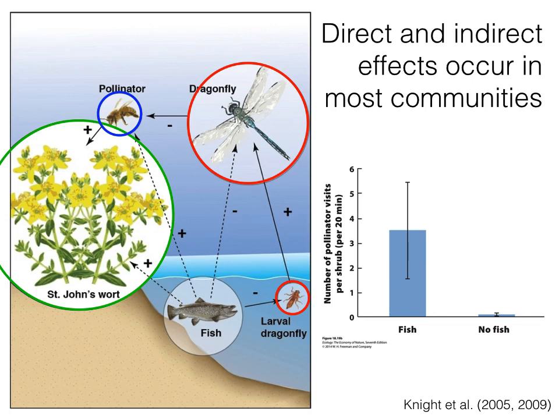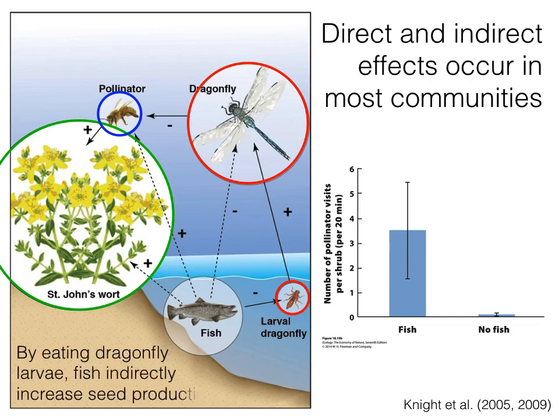This study demonstrates again that the presence of fish in these ponds significantly improves the reproductive success of plants in the vicinity through a complex set of trophic interactions. And we call this a trophic cascade.